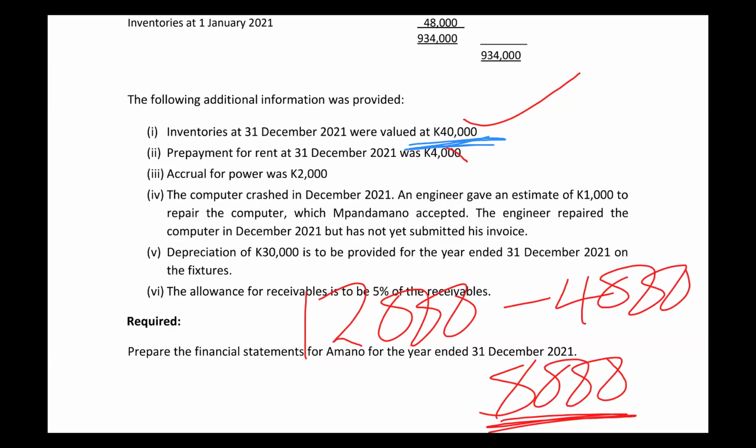This value of prepayments will also go under current assets in the balance sheet. Is that clear? The same 4,000. You said it goes where? In the balance sheet as current assets. Remember, under current assets, you put prepayments. It will go under current assets as a prepayment in the balance sheet as well.